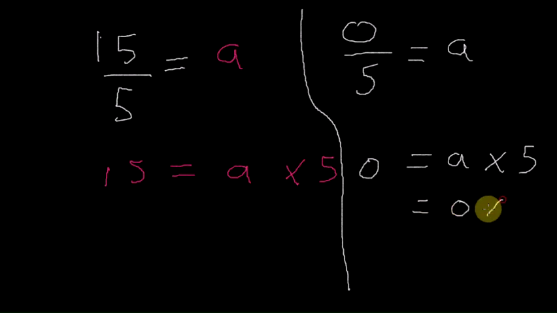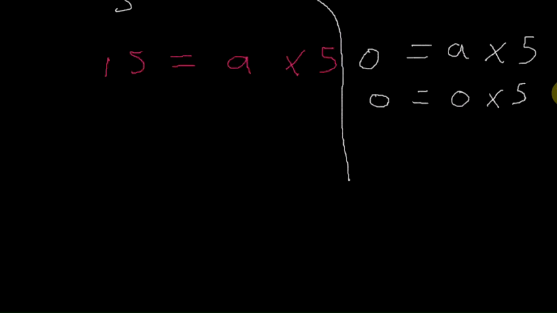5 times 0 equals 0, and that should be enough to explain to you that any number divided into 0 equals 0. So let's try it. Let's try 0 divided by 120. Okay, and with the same sort of process, we'll call that A.